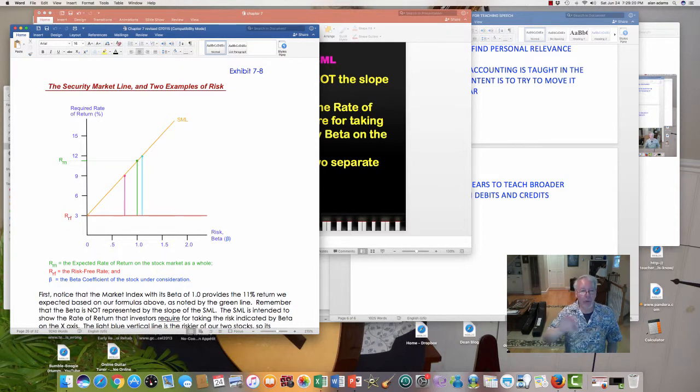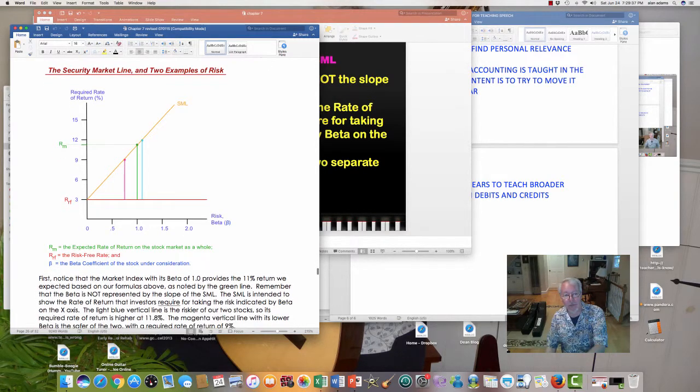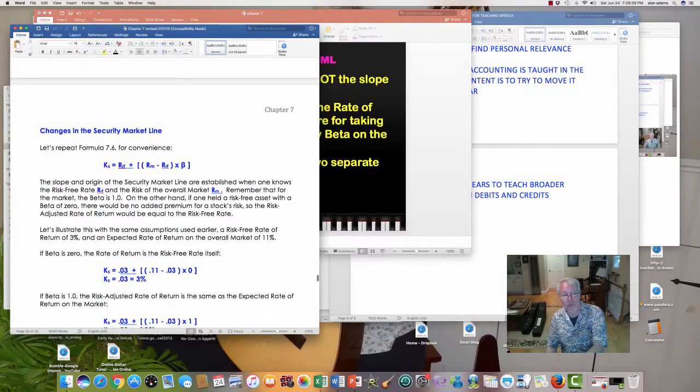So wherever on that security market line, wherever you perceive the beta to be at any one moment in time, that's graphically going to tell you the rate of return you should expect to get to induce you to invest in that stock. Okay? The CAPM does it algebraically. The SML does it graphically. I hope that's helpful to you.